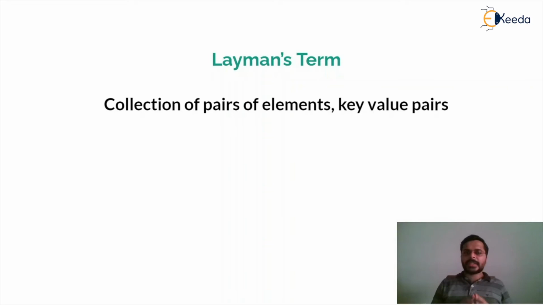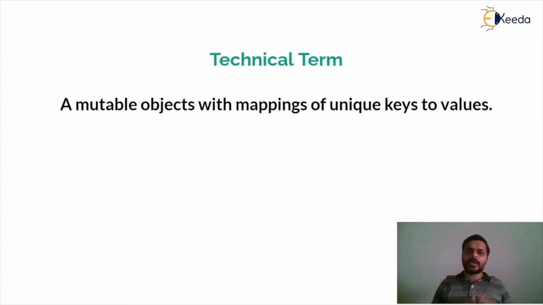A dictionary is a collection of pairs of elements, basically key value pairs. Technically, it is called a mutable object with the mappings of unique keys to the values. So basically the keys will be unique. They can have any type of value. So let's see an example.